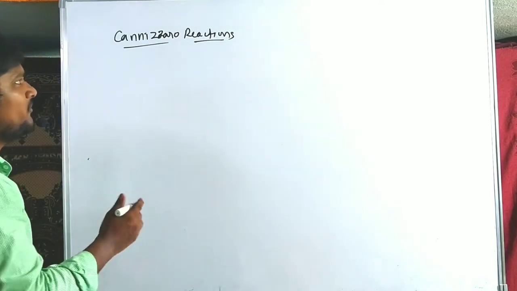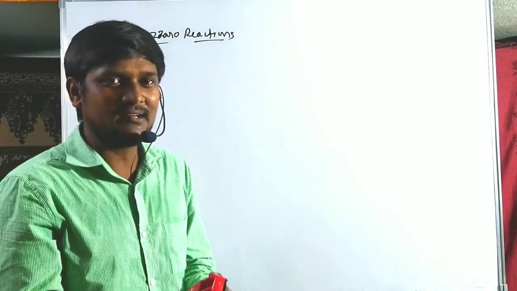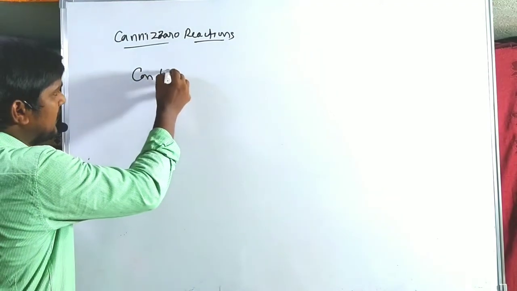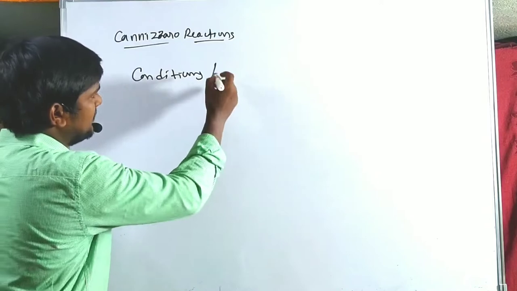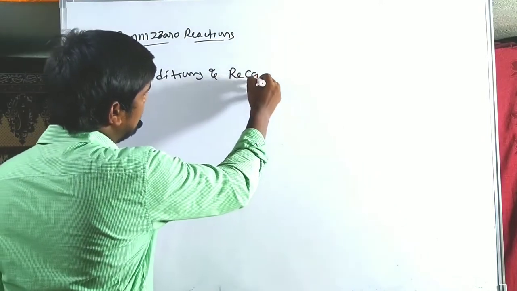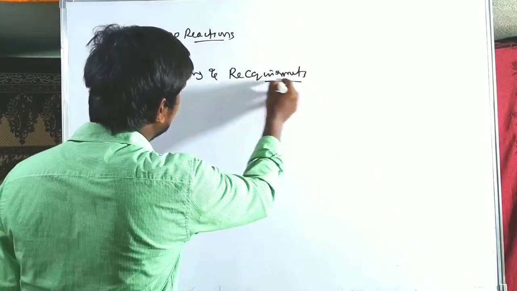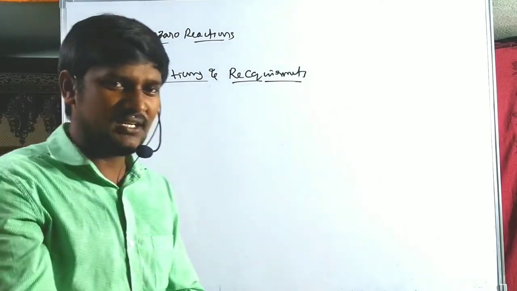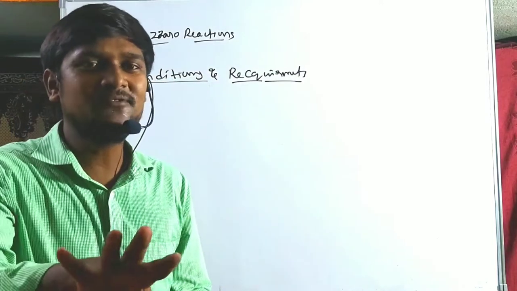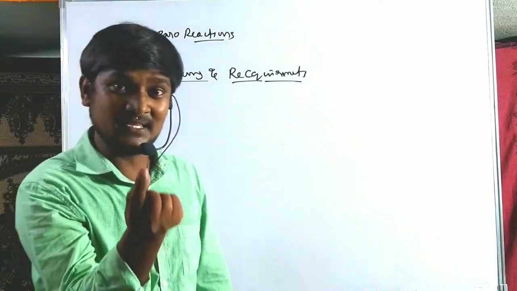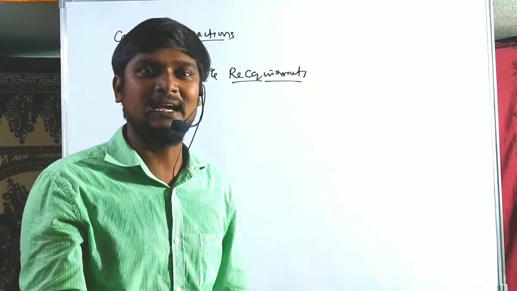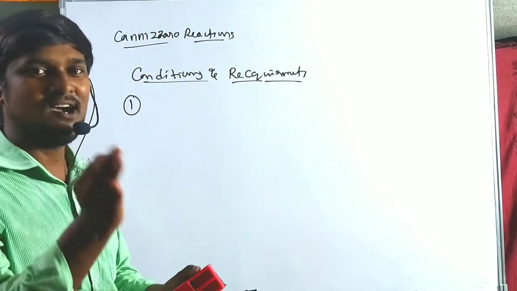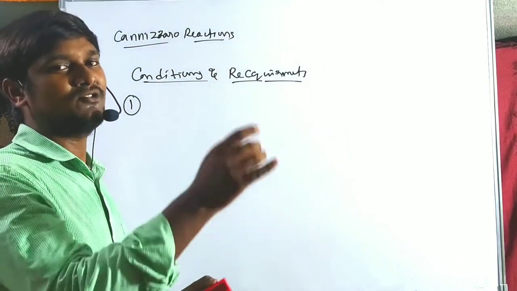Before going to the reaction, what do we need for dealing with this reaction? Those are called conditions and requirements. The first condition is that the reaction occurs between aldehydes, special aldehydes without alpha hydrogen. So the reaction proceeds with aldehydes without alpha hydrogen.